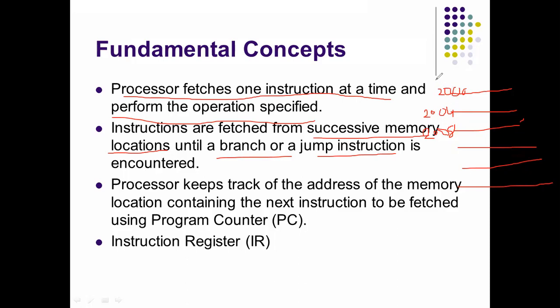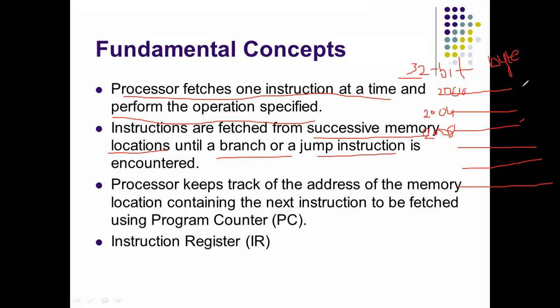This is if you are taking a 32-bit processor, and each instruction is byte addressable. Byte means 8 bits. So 8 into 4, we have 32. That's why each instruction needs 4 memory locations. Do you understand?